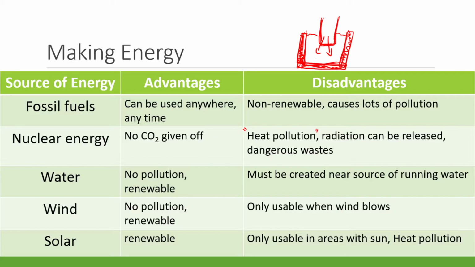When we talk about wind energy, there's no pollution in wind energy. It is renewable, but if it's not a windy day, you're not going to generate any energy. You need that wind to be blowing if you want your windmills and your wind gatherers to actually work. Solar energy is renewable. There's a little bit of pollution: there's heat pollution because it is soaking up that sun. But it's only available on sunny days or in areas without a lot of cloud coverage.